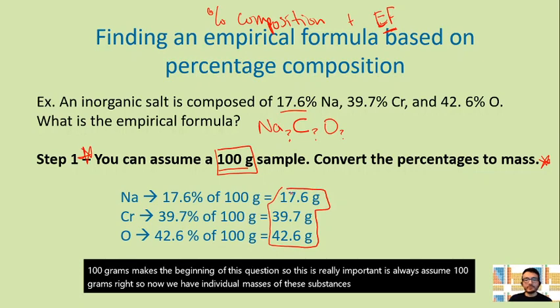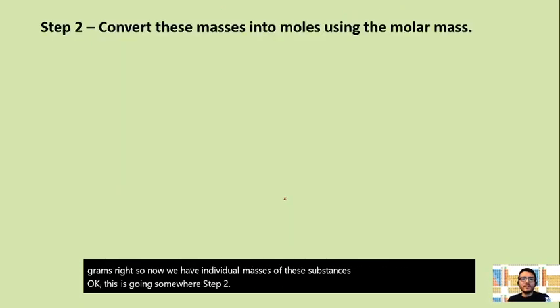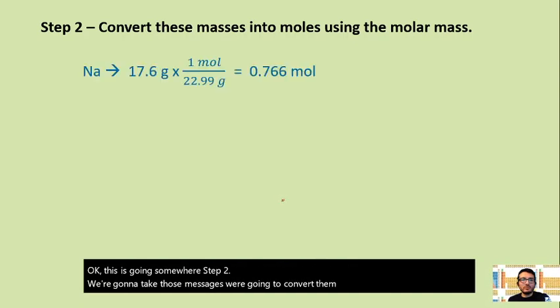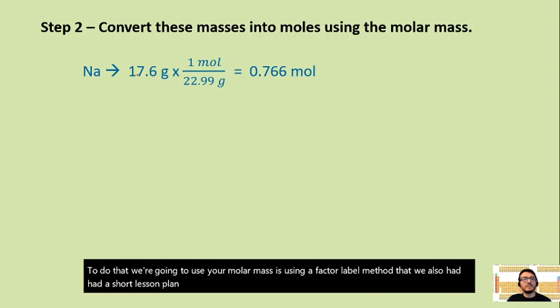Okay, now this is going somewhere. Step 2. We're going to take those masses and we're going to convert them into moles. To do that, we're going to use our molar masses. This is using a factor label method that we also had a short lesson on a little while ago. So we have 17.6 grams of sodium from our 100 gram sample. We're going to divide that by its molar mass.